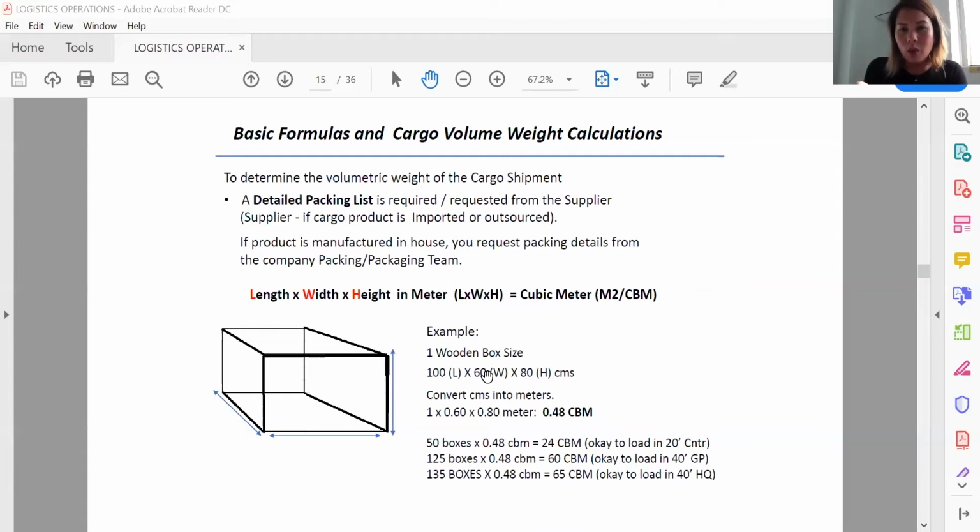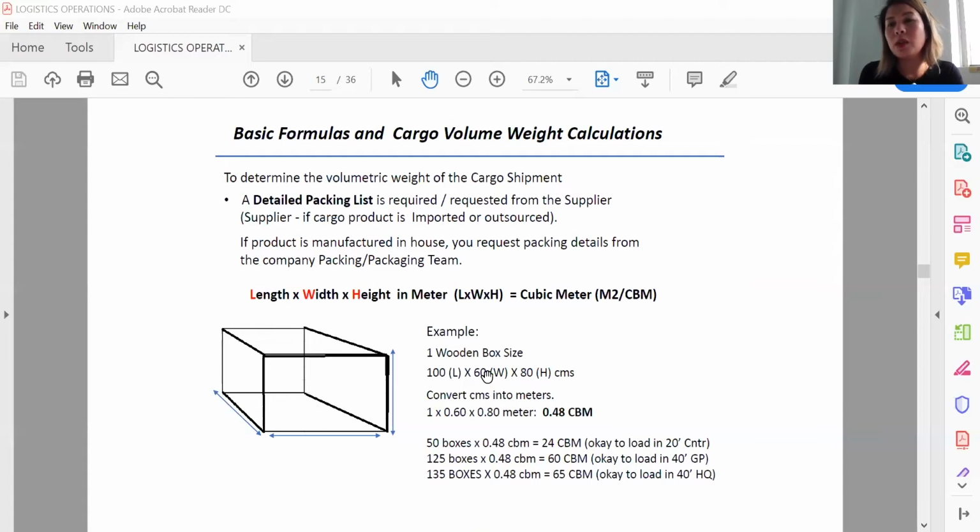Let's say it is 3 CBM, or 501 kilos in volumetric weight converted. The gross weight is 1,000. It's a small box, but it's heavy. So 3 CBM, when you convert that into kilos, is 501 kilos.